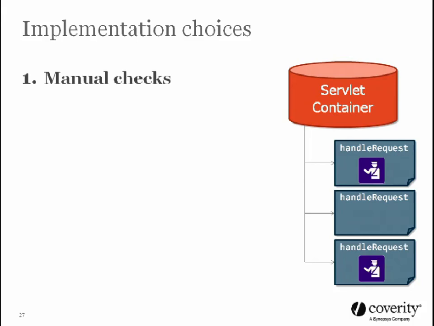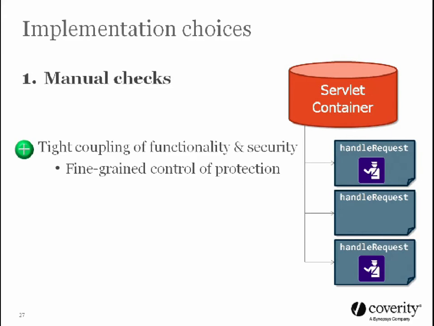Manual checks are nice. Your servlet container is dispatching to any one of your request handlers, and you can introduce this sentry at whichever ones are needed. Here I have a little sentry icon, right? It's a 2 out of 3. This gives you a really nice tight coupling of the functionality and the security. So you have really fine-grained control of the protection. This is nice because you decide on a request-by-request basis whether it needs to be protected or not.